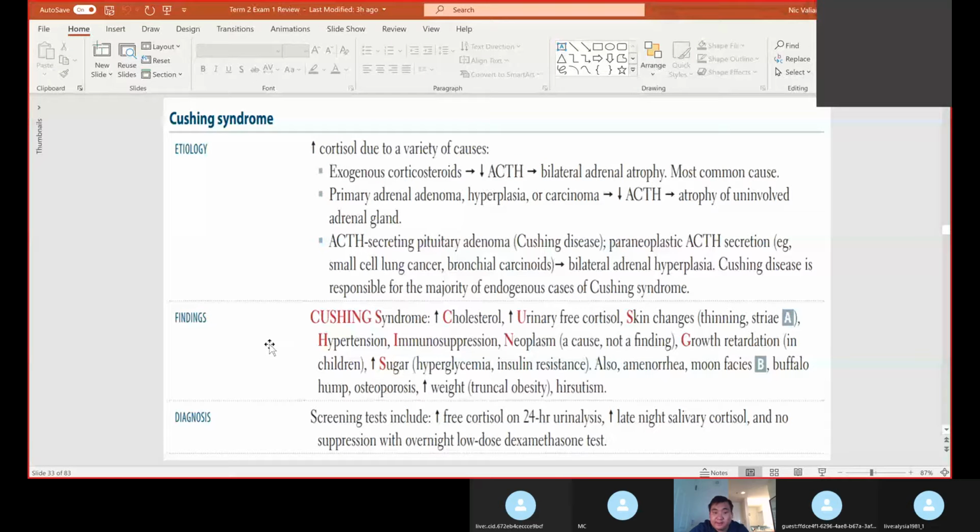Truncal obesity and hirsutism. High yield, how are we going to diagnose? Free cortisol on 24-hour urinalysis and late night salivary cortisol with no suppression with low dose dexamethasone test.